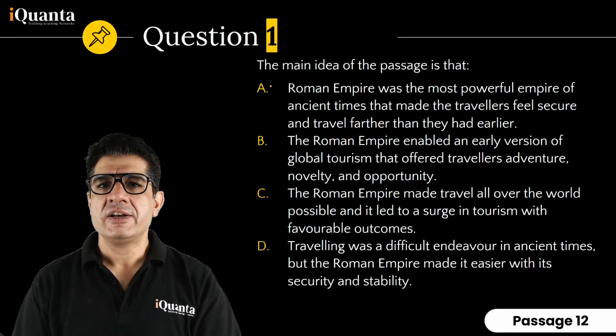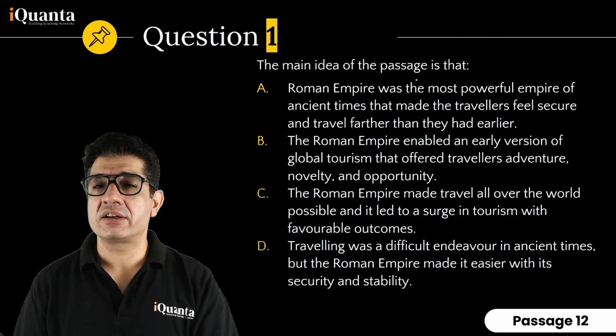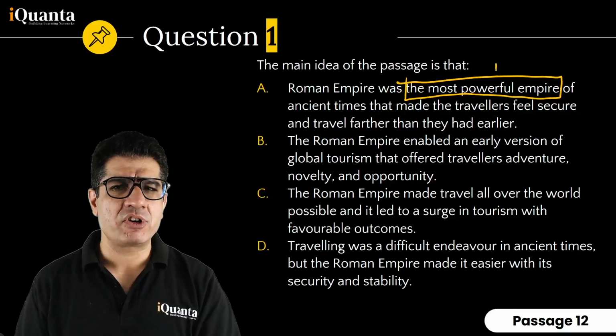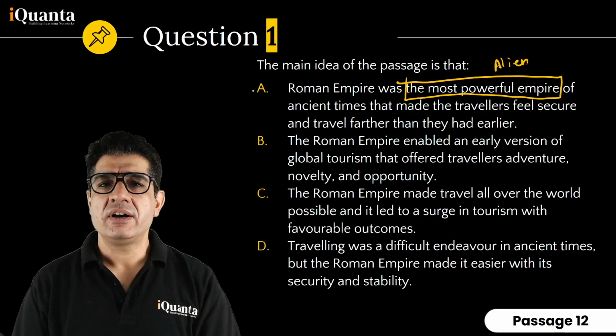So let's start. So A, Roman Empire was the most powerful empire of ancient times that made the travelers feel secure and travel farther than they had earlier. Okay, the most powerful empire is not mentioned anywhere in the passage. This is alien, this is irrelevant, this is out of scope. So that's the problem with A.